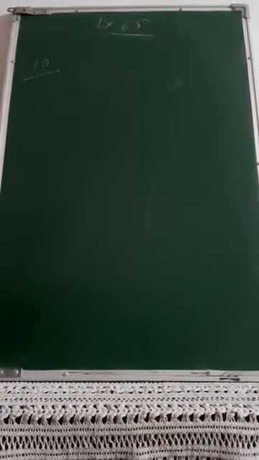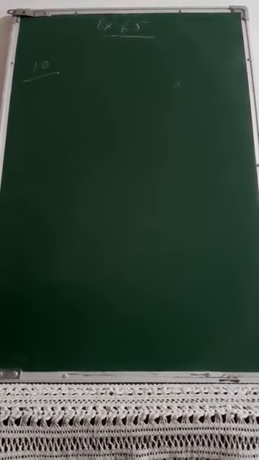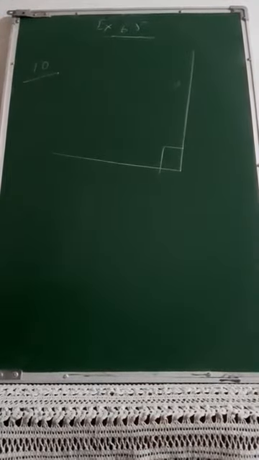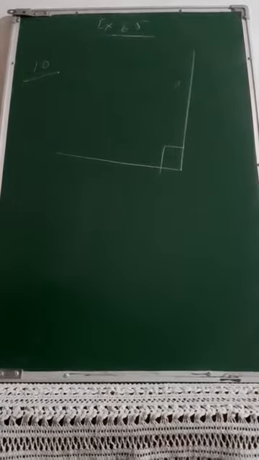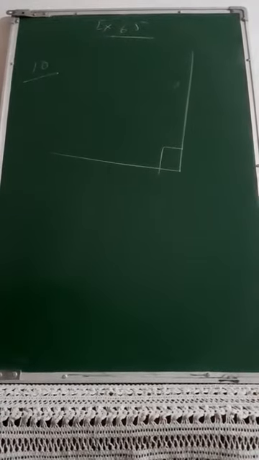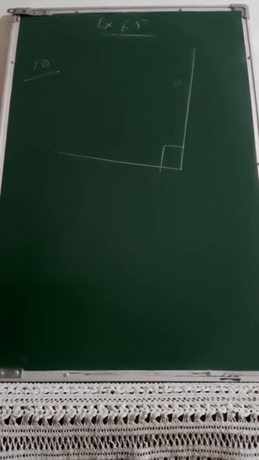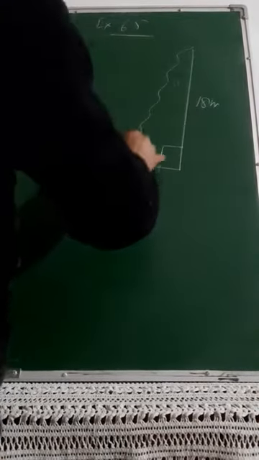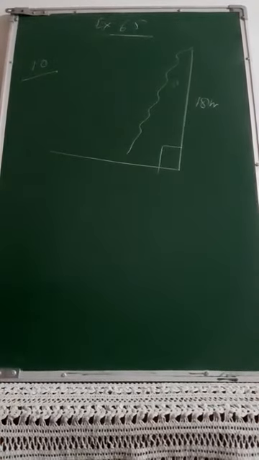A guy wire attached to a vertical pole of height 18 meter is 24 meter long. Now again, the pole is also standing at an angle of 90 degree with respect to the ground, and height of the pole is 18 meter. Now a guy wire is attached to this pole. What does it mean, guy wire?